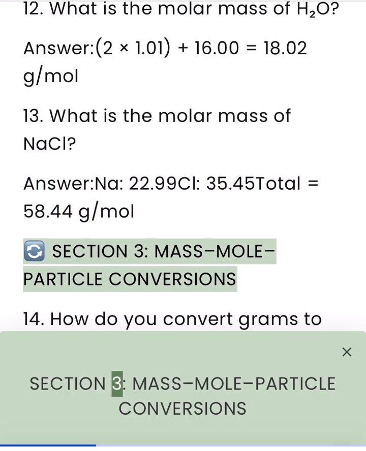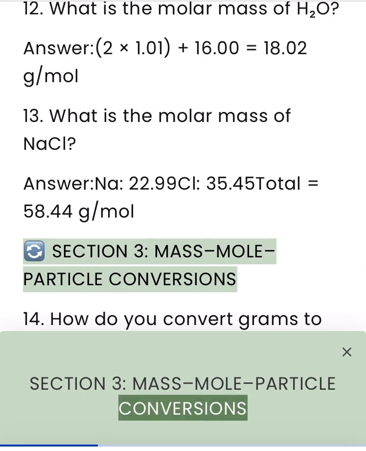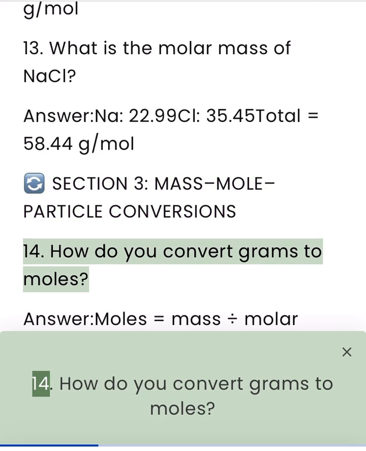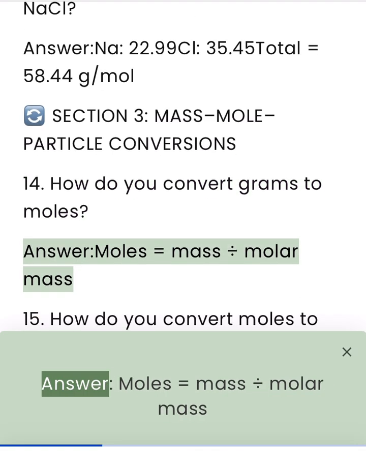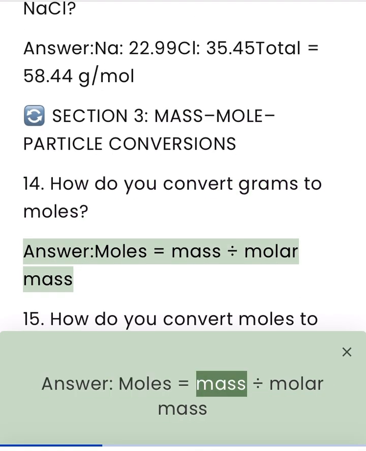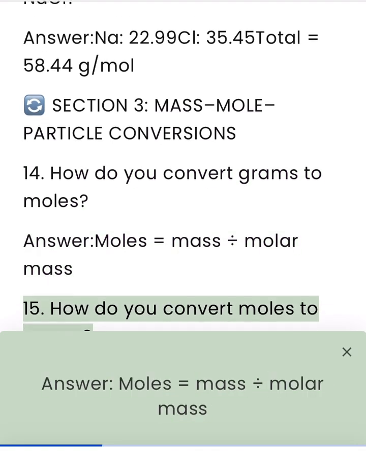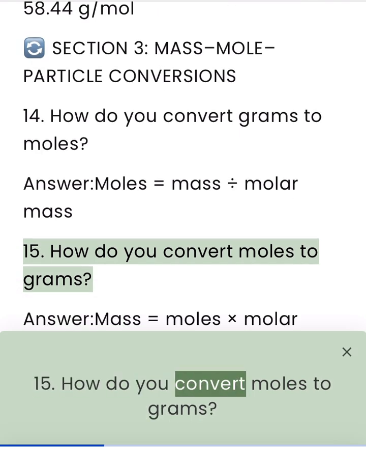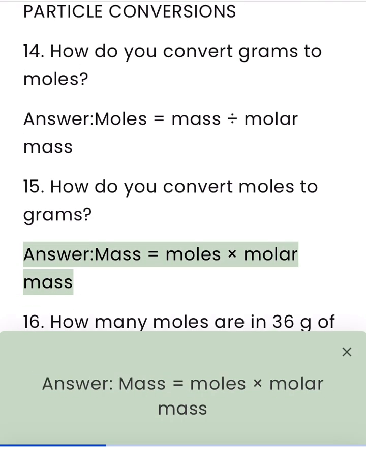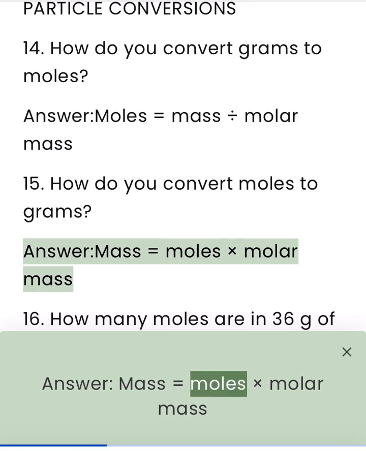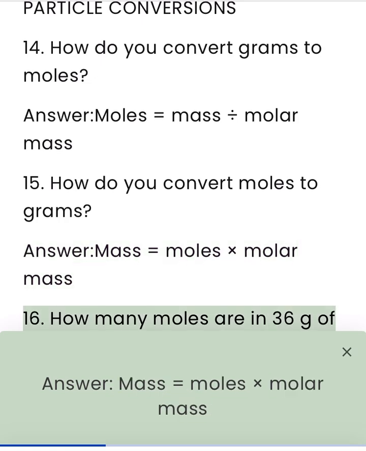Section 3. Mass, mole, particle conversions. 14. How do you convert grams to moles? Answer. Moles equals mass divided by molar mass. 15. How do you convert moles to grams? Answer. Mass equals moles × molar mass.